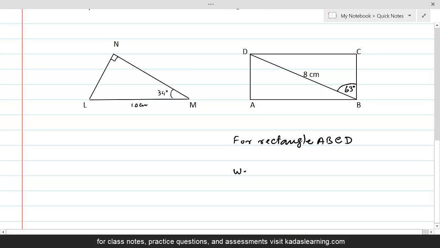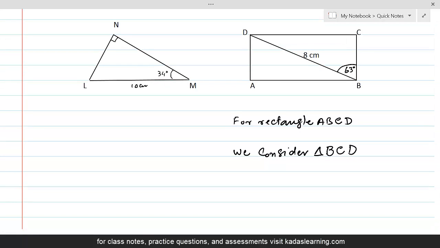we consider the triangle BCD, and in this triangle the angle under consideration is 63 degree. So the side opposite to 63 degree would be considered as opposite. So opposite is the side CD, and the side opposite to the 90 degree angle, where the 90 degree angle is at C, the side opposite to C, BD, is the hypotenuse.